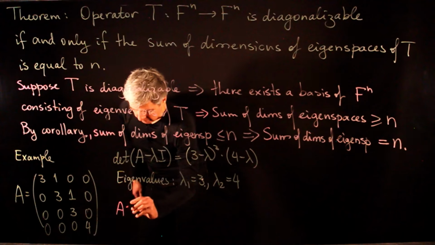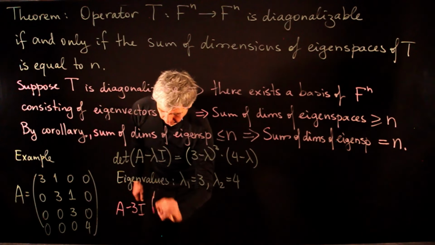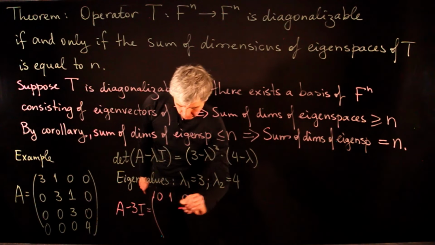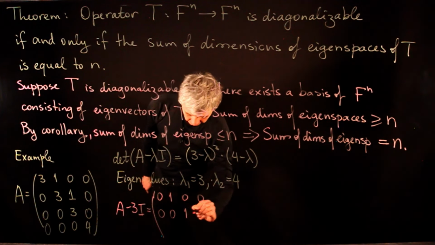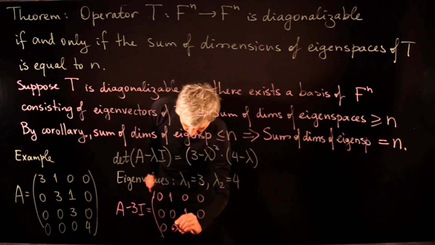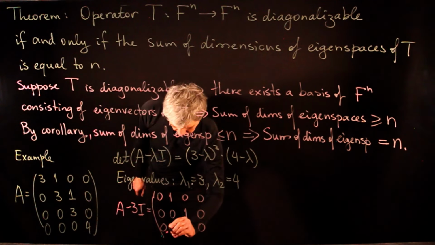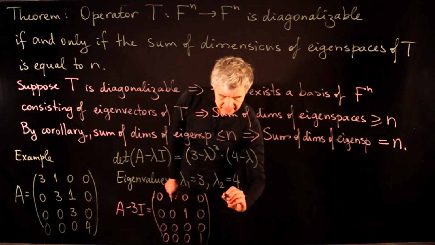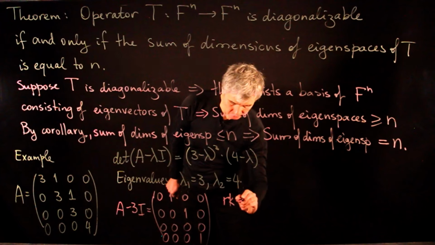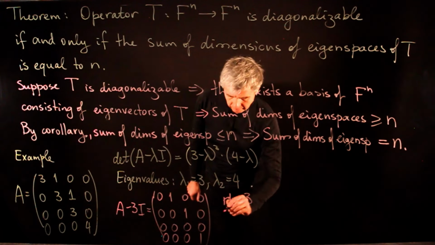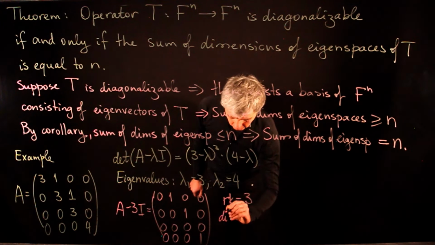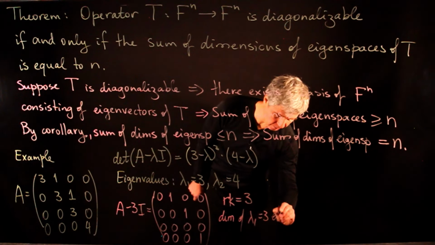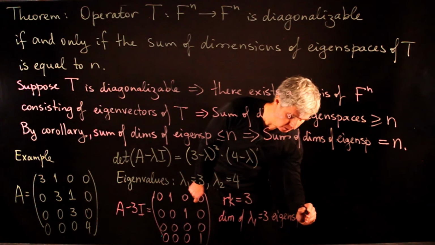If we take A minus 3I, we get the matrix 0, 1, 0, 0, 0, 0, 1, 0, 0, 0, 0, 0, and 0, 0, 0, 1. So we see here that the rank of this matrix is equal to 3. And by rank nullity formula, we conclude that the dimension of the lambda 1 equals 3 eigenspace is equal to 1.